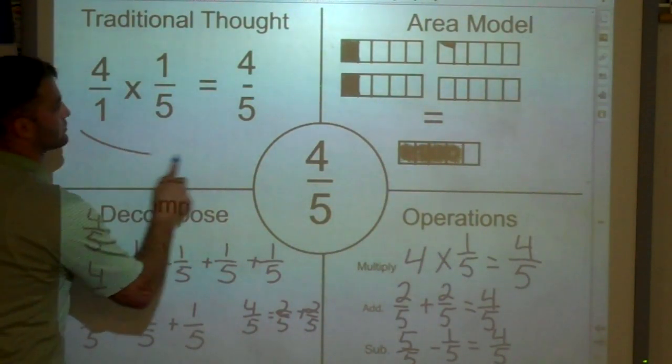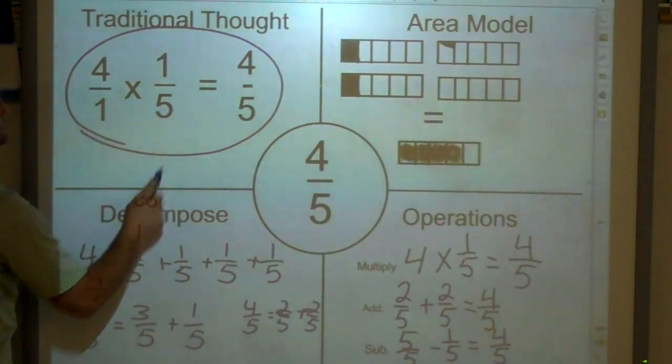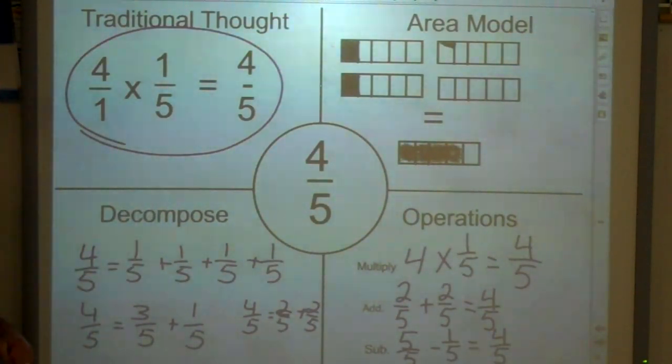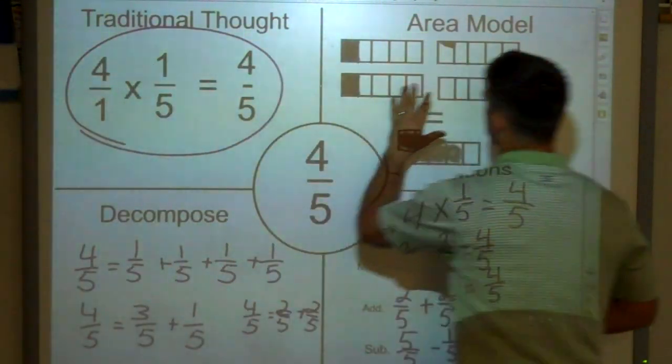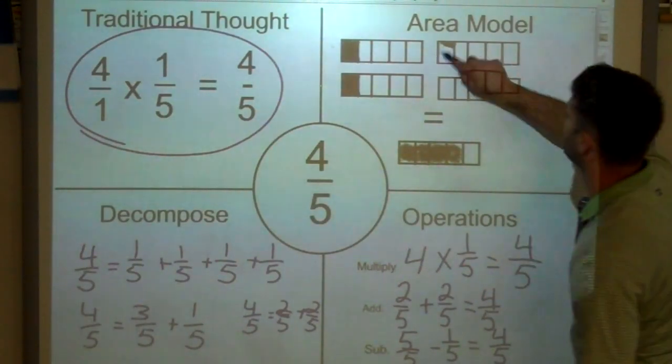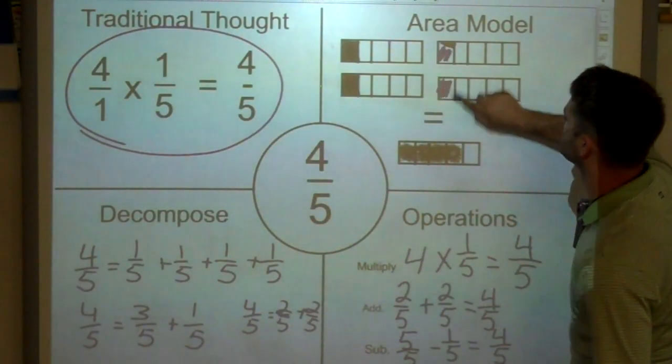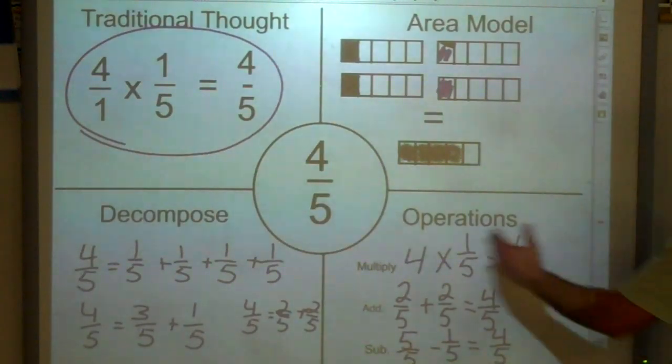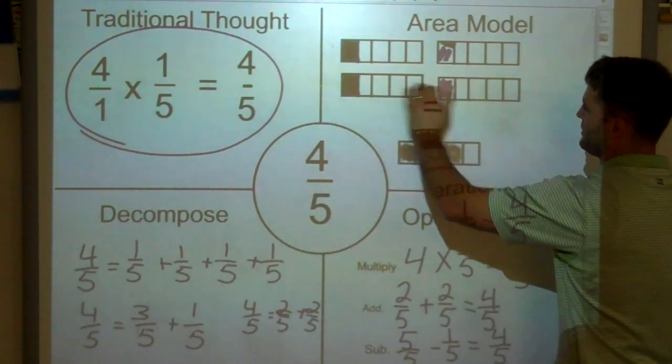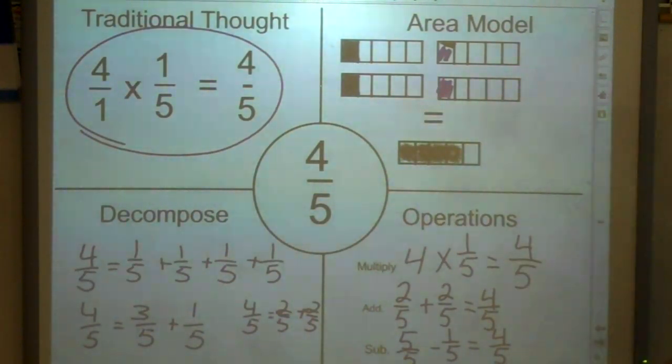So in your traditional thought today, we're going to do our traditional thought for multiplication. In the past days, we've done our traditional thought for subtraction and addition. But today, focus on your traditional thought for multiplication. In your area model, be sure to draw your area model. Let's draw those back in so that it is, in this case, our unit fraction written up there 4 times because we have 4 groups of 1/5, and it's going to equal the total of 4/5.